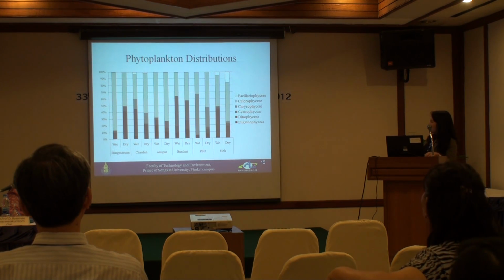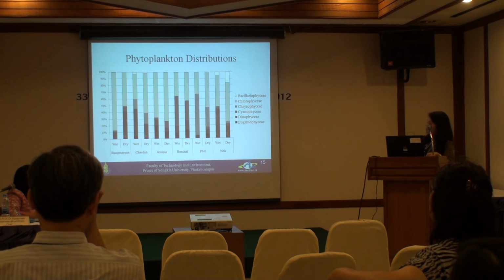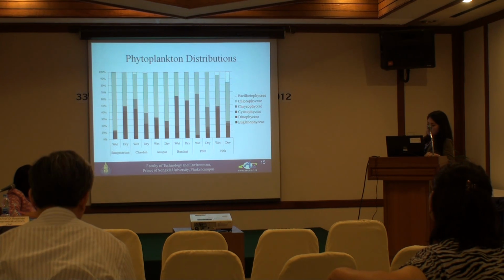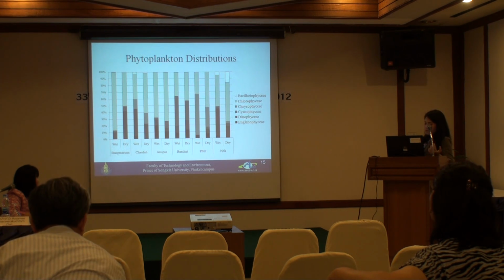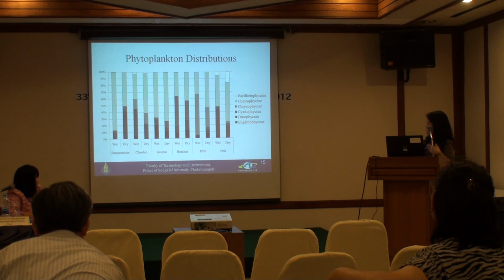The result of phytoplankton distribution: 6 classes were identified. The highest diversity was Chlorophyceae, with 18 genera, accounting for 54% of the total phytoplankton genera list, and the other groups were represented by fewer genera.